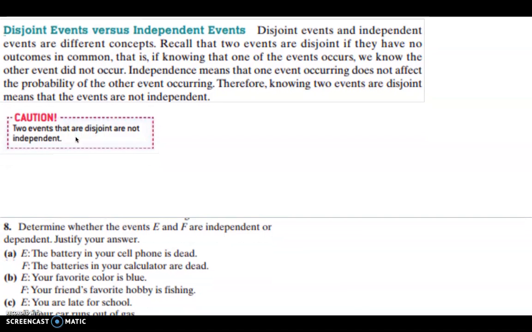Now, disjoint events versus independent events. Okay, they are different concepts. So recall that two events are disjoint if they have no outcomes in common. Okay, that was disjoint. That means knowing that one of the events occurs, we know that the other event did not occur. Independence, however, means that one event occurring does not affect the probability of the second. So hopefully you can see the difference there. So knowing that two things are disjoint does not imply that they are independent. Okay, so just be cautious of that.